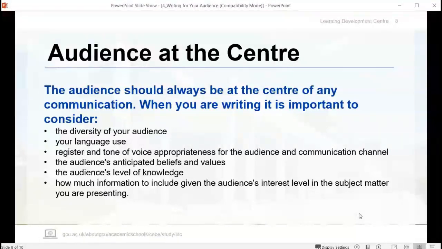When we talk about the idea of register, this is the kind of the way that we use our language so that we can be formal or informal. And so we just want to make sure that at the university we are always using formal language unless it's specifically stated. You're not going to really use personal pronouns, so I, me, we, you. You'll most of the time be speaking in third person.